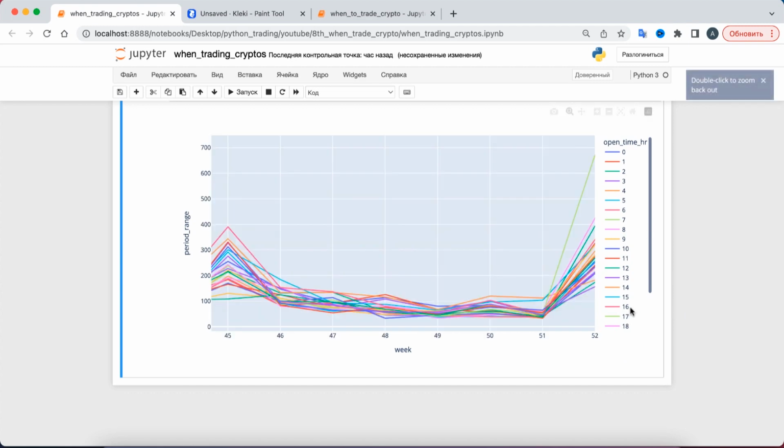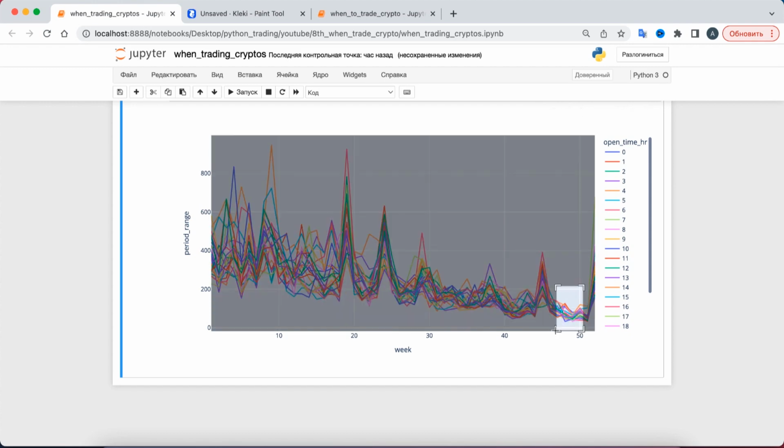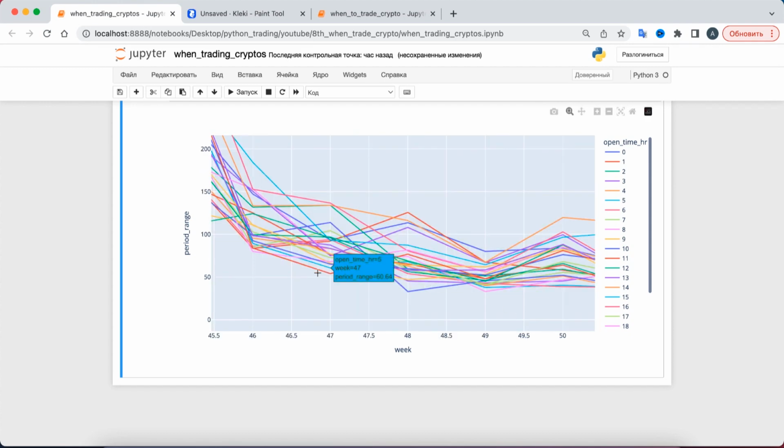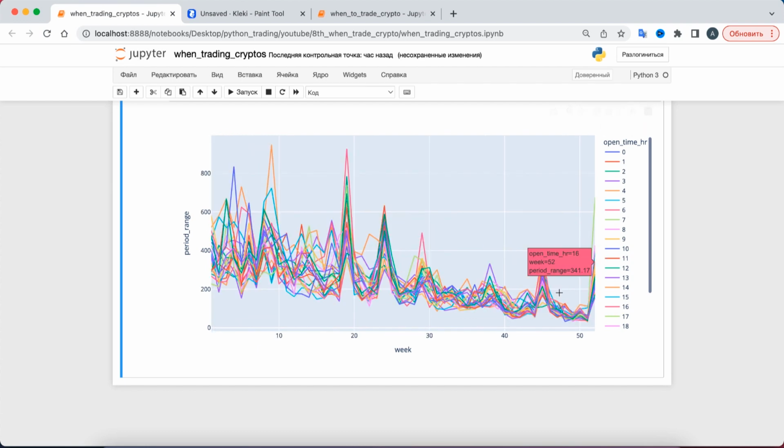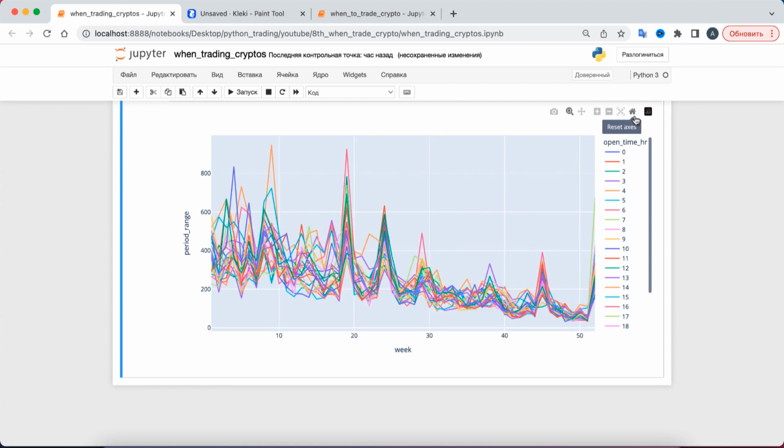I guess the main thing is that after a very low period from the 46th week to the 51st week, we have low volatility, but now we can identify the growth of volatility in Bitcoin price. Maybe New Year will deliver us something interesting.